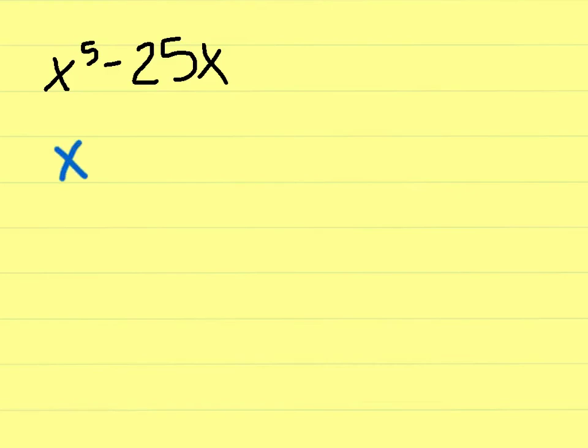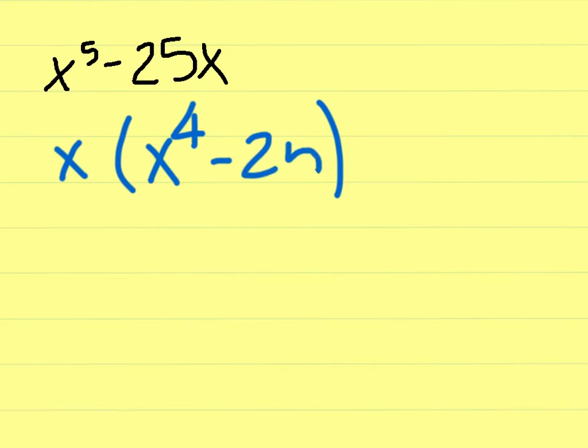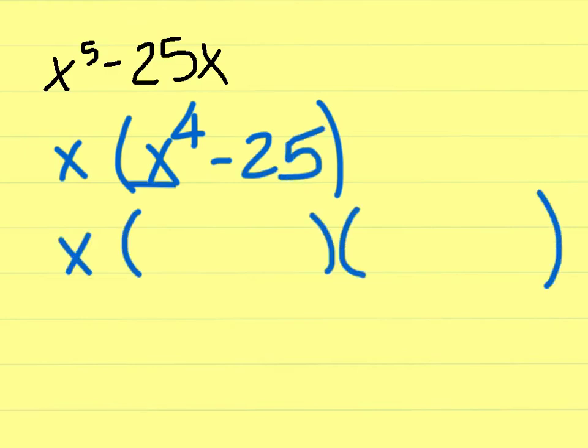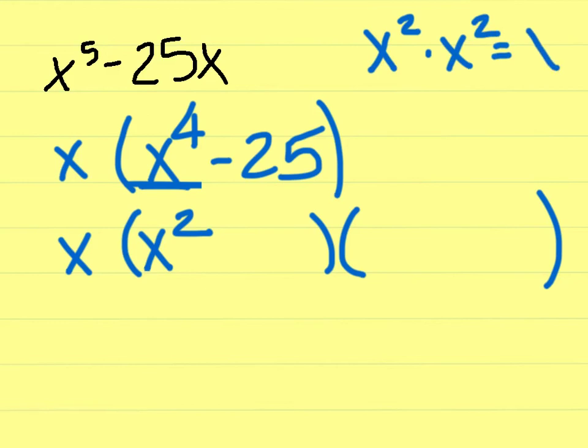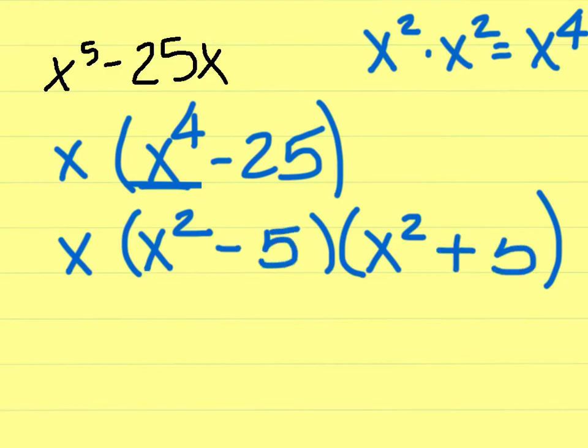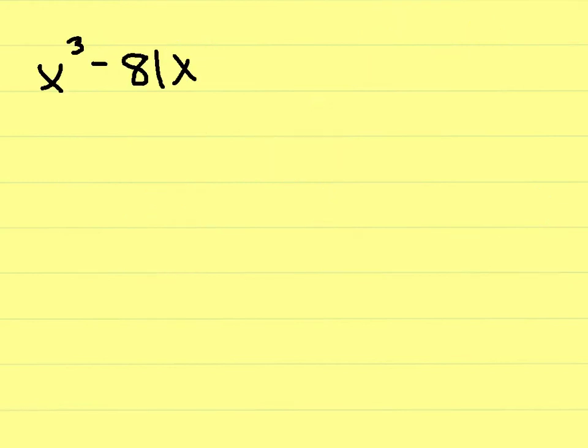On this one, you can take out an x from both of them, and that's x to the fourth minus 25. You do have a difference of two squares. The square root of x to the fourth is x to the second, because x to the second times itself is x to the fourth. And then you have minus 5 and plus 5, alternating signs.